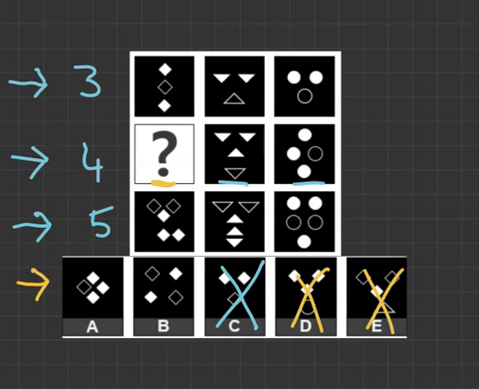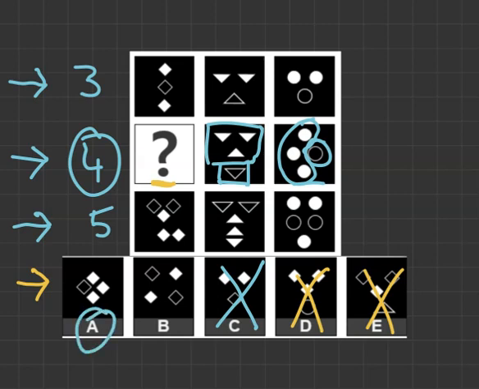And when I look at the second row with the 4 shapes, I can see they have 3 white shapes and 1 black, and 3 white shapes and 1 black. So, given my options of A and B, A has 3 white shapes and 1 black, so as is following, I can assume that A is our final answer.